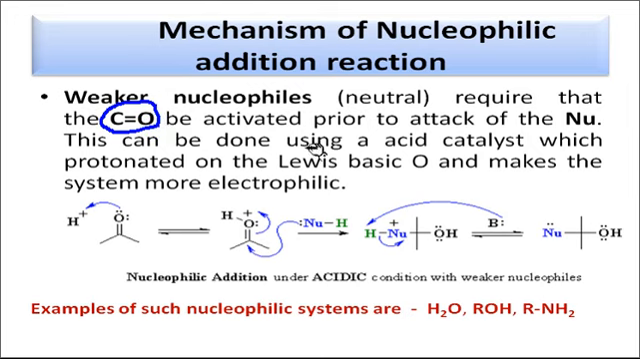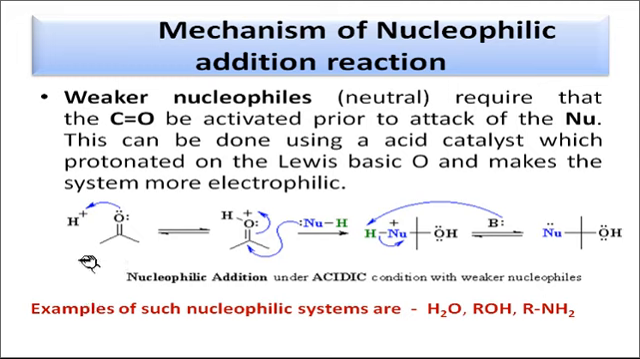This can be done using the acid catalyst, which protonates the Lewis basic oxygen. That means in presence of acid catalyst, this oxygen is protonated, which makes the system more electrophilic. Hence, the weaker nucleophile can now attack this electrophilic carbon atom. Let us take the example.